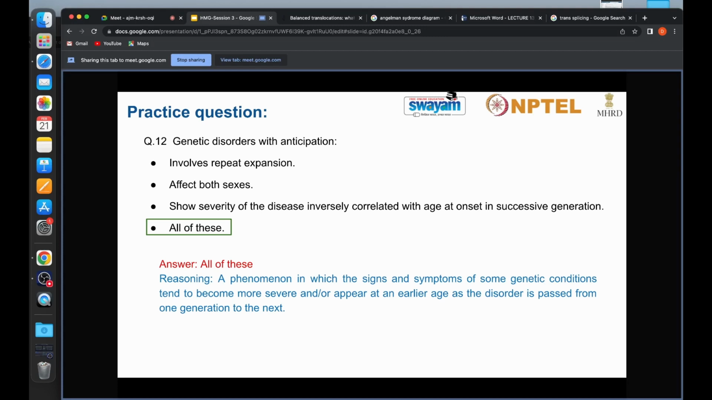a smaller age. When we talk about the mechanism, there is a slippage with each round of replication, due to which more and more repeats will be formed, and that will further cause the effect. With each round of replication, the repeat number will increase. So its onset will be at an early age with successive generations, and its severity is directly correlated with each generation going forward, the severity will increase. So all of these was the correct answer for this question.